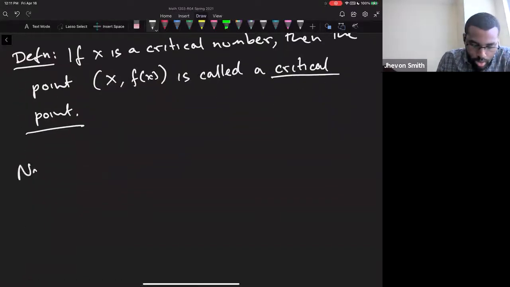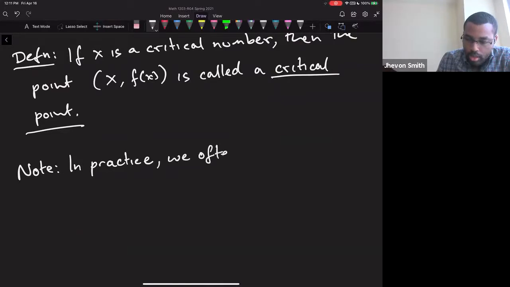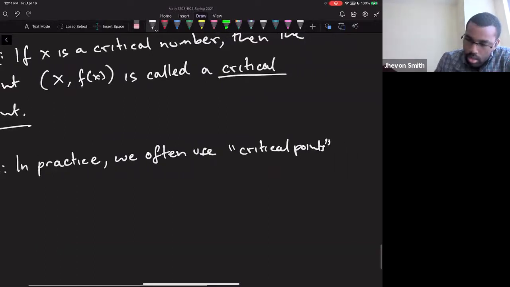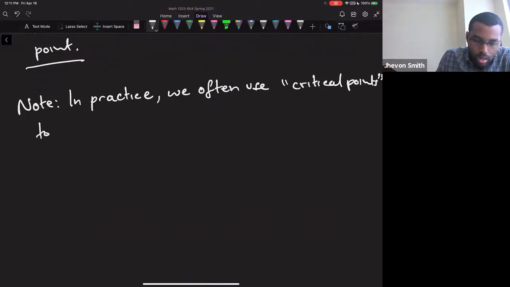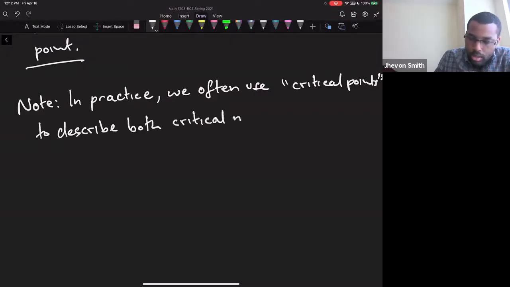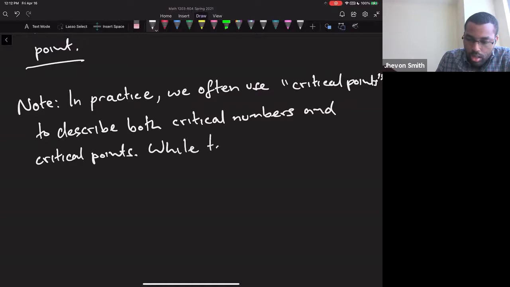Okay. I want you to note in practice, we often use critical points to describe both critical numbers and critical points. While technically incorrect, this is understood in context.